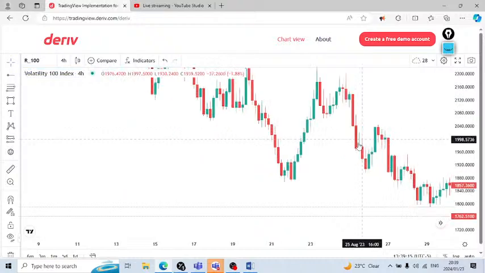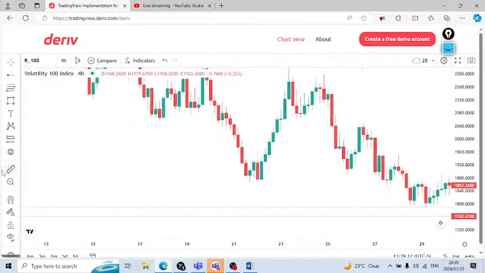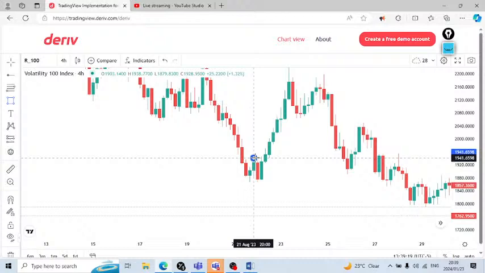Okay, here again, we also have a bullish engulfing candle.